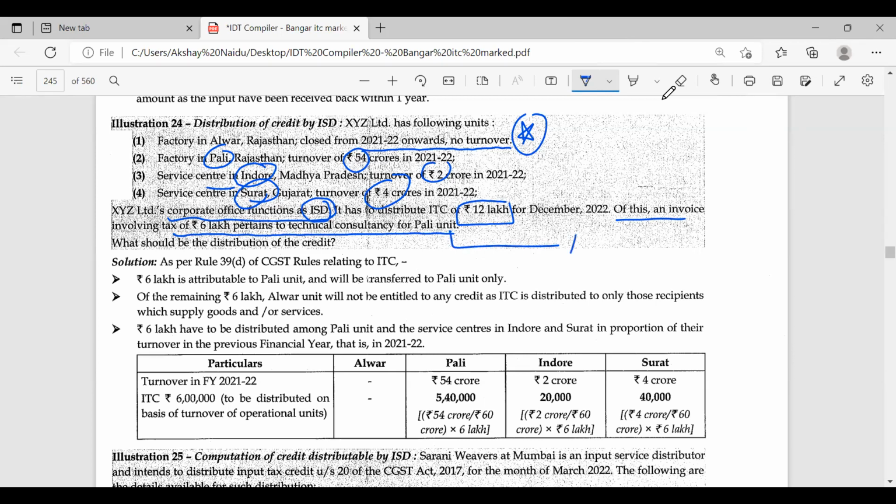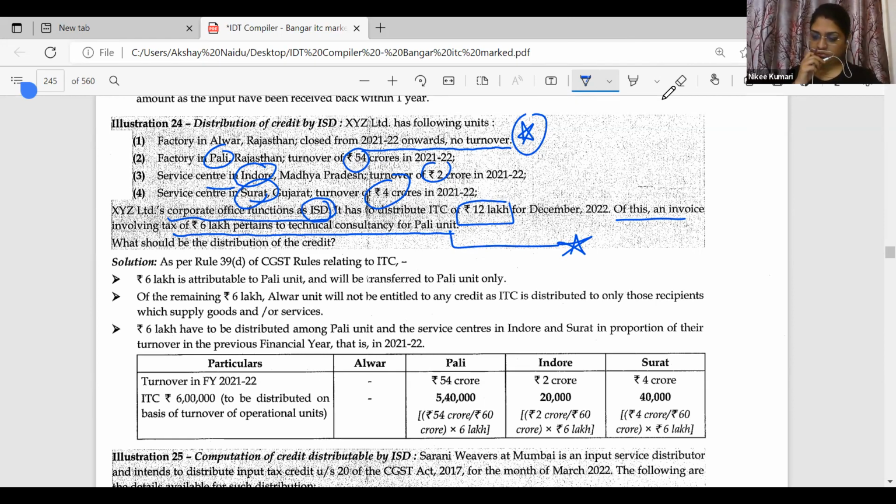What do you mean by this? It will be distributed to the Pali unit, it is separate for the Pali unit, ma'am. Exactly, it is specific to the Pali unit. You won't do any apportionment; it is specifically for that unit. Quickly solve it. I am giving you only 4 minutes.